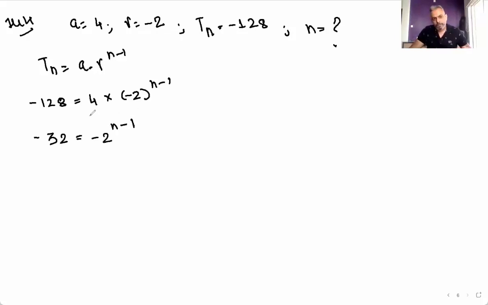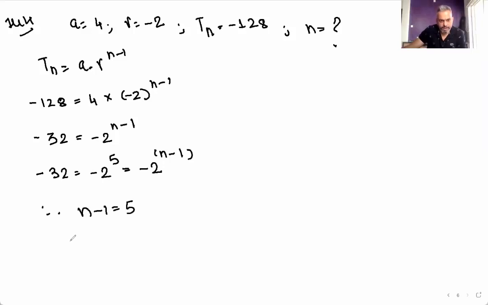Now take a calculator and let's see 2 raised to how much is 32. So 2 into equal to is 2 raised to 2, 3, 4 or 5. So minus 32 is equal to minus 2 raised to 5, which is equal to minus 2 raised to n minus 1. ये दोनों कॉमन है, therefore n minus 1 is equal to 5. Therefore n is equal to 5 plus 1, which is equal to 6. Therefore n is equal to 6. Answer.